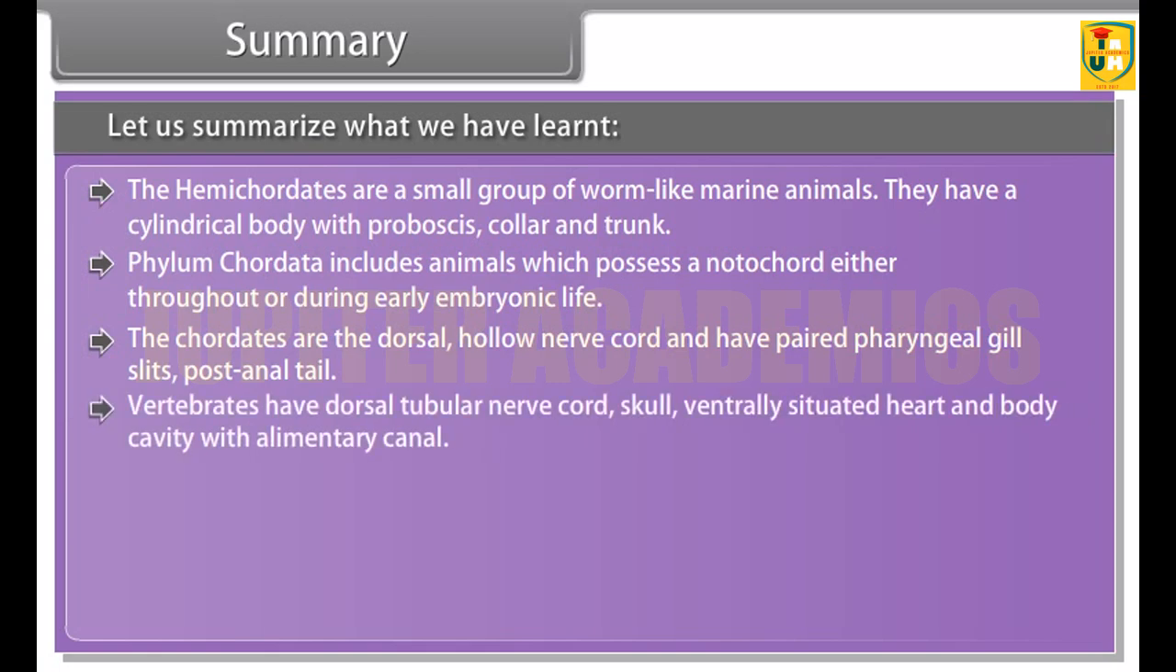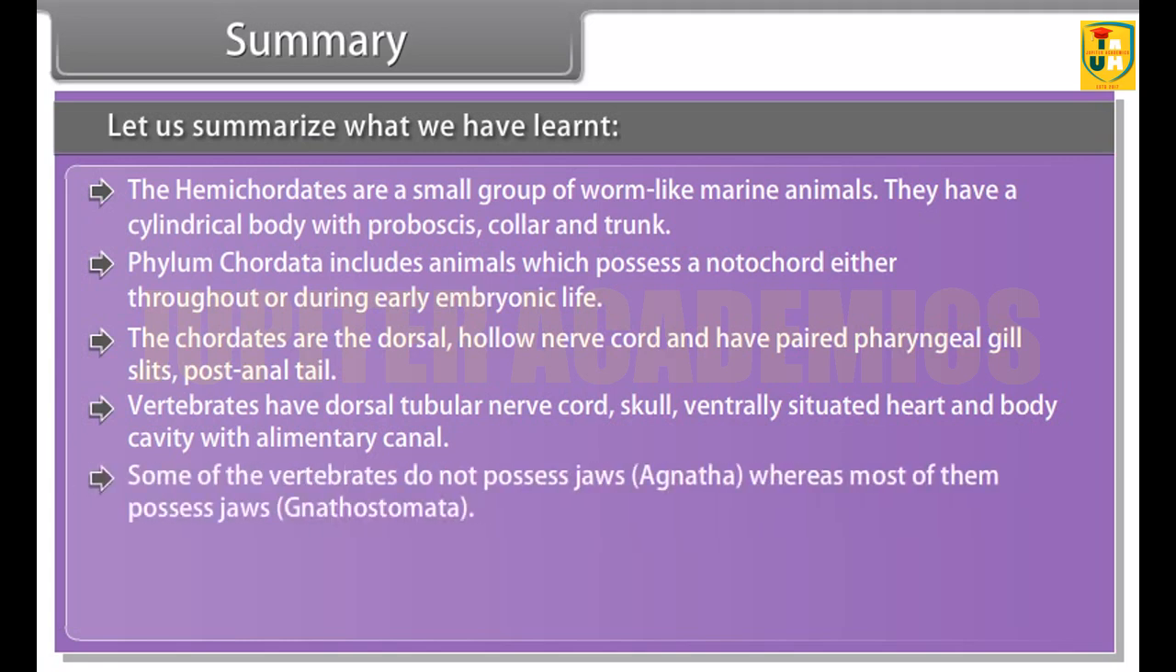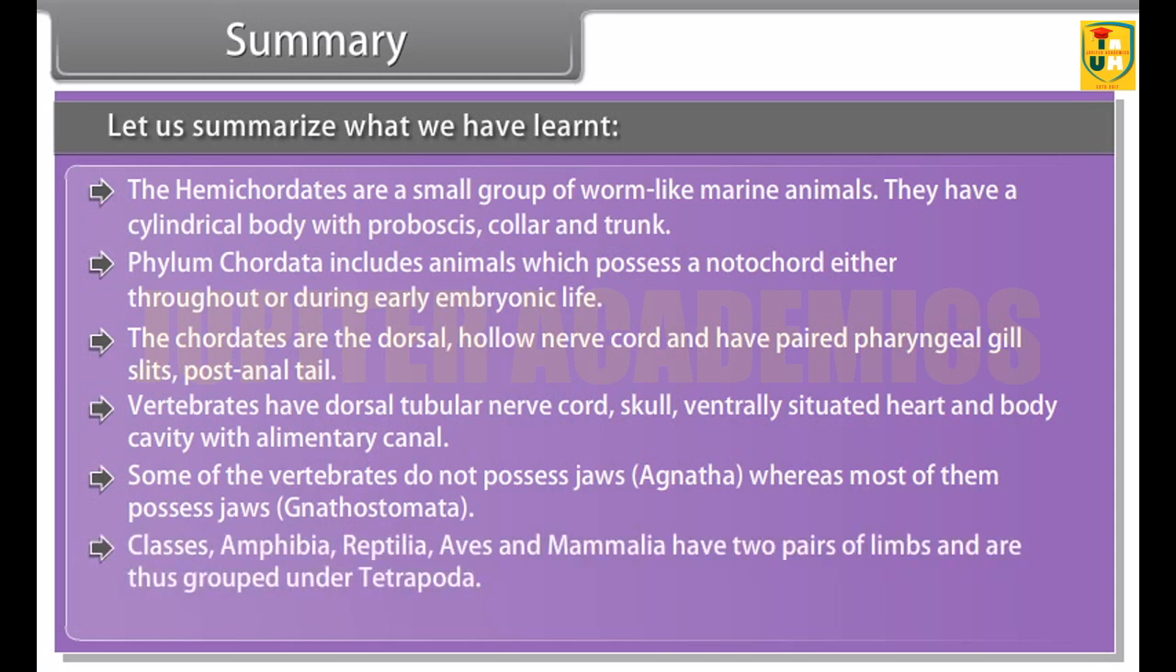Vertebrates have dorsal tubular nerve cord, skull, ventrally situated heart, and body cavity with alimentary canal. Some of the vertebrates do not possess jaw, agnatha, whereas most of them possess jaw, gnathostomata. Classes Amphibia, Reptilia, Aves, and Mammalia have two pairs of limbs and are thus grouped under Tetrapoda. The amphibians have adapted to live both on land and water.